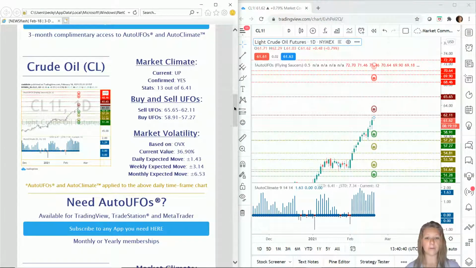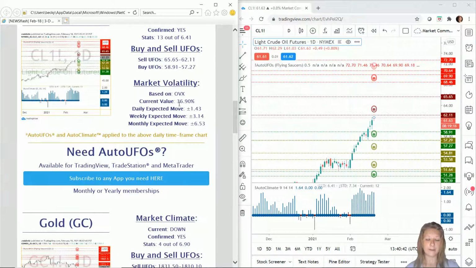In terms of volatility, we use the OVX, and we can see from that in a day we would expect a movement up or down of 1.43 points. In a week we would expect movement up or down of 3.14 points, and in a month we'd expect a movement up or down of 6.53 points. So again, that gives us an idea of what we expect movement up or down roughly, and then we can use climate and UFOs to help us figure out in which direction and where we're going to get in.